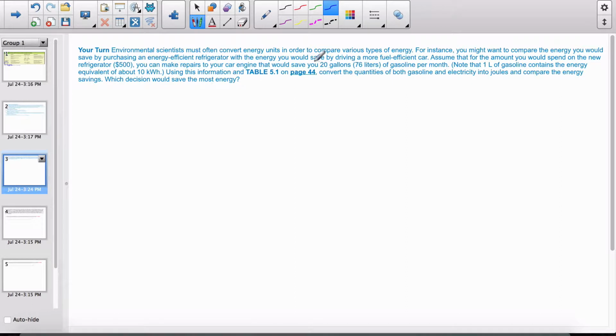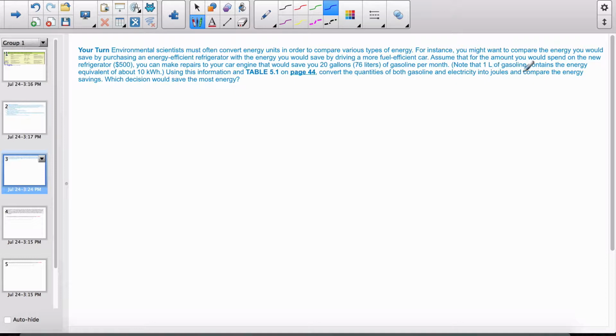Environmental scientists must often convert units in order to compare various types of energy. For instance, you might want to compare the energy you save by purchasing the energy-efficient refrigerator with the energy you would save by driving a more fuel-efficient car. Assume that for the amount you would spend on the new refrigerator from the previous problem, $500, you can make repairs to your car engine that would save you 20 gallons, or 76 liters, it already gave you the conversion here, of gasoline per month.